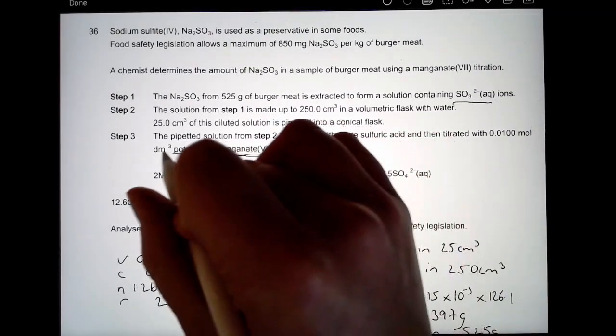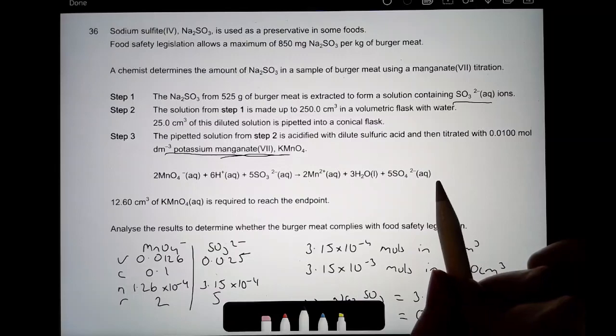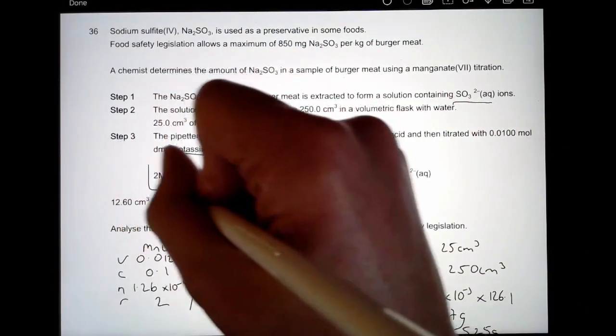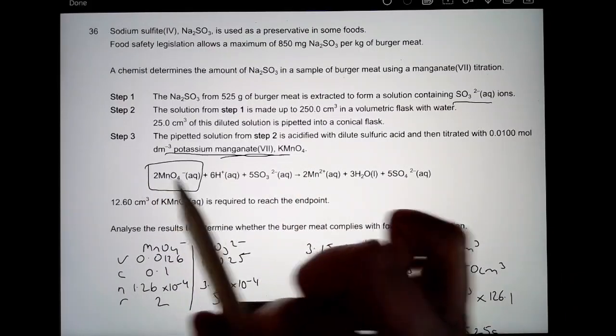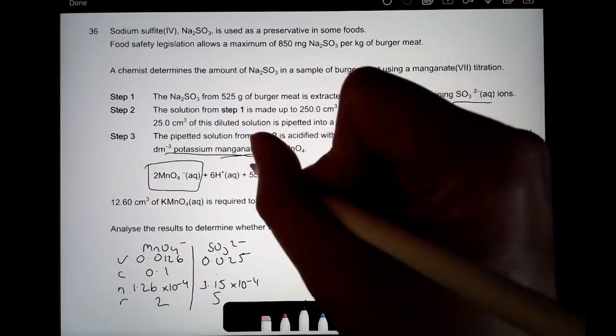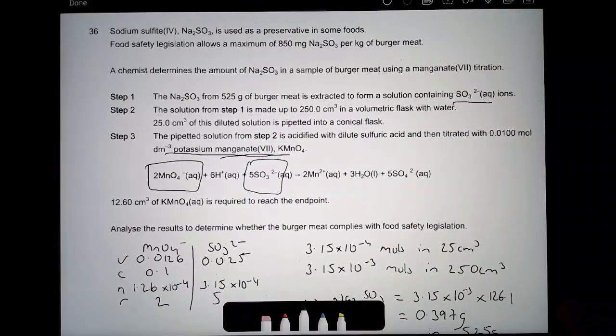So when I come down here and look at this big equation, which I get is off-putting, the bit that I care about is the manganate. So potassium manganate has MnO4, there's the MnO4. I'm titrating that against SO3 2-. The rest of it isn't going to be relevant.